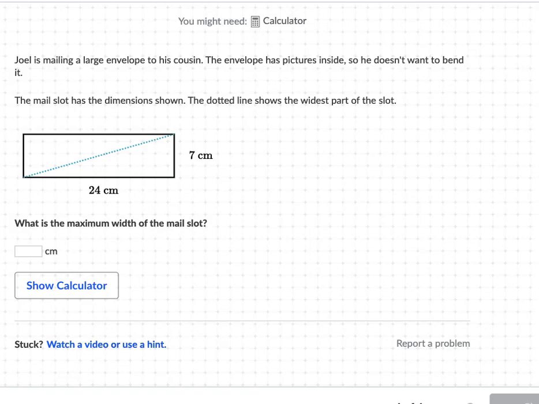Oh, so this is not the envelope. This is the mail slot. The dotted line shows the widest part of the slot. What is the maximum width of the mail slot? Okay, so I see what's going on.